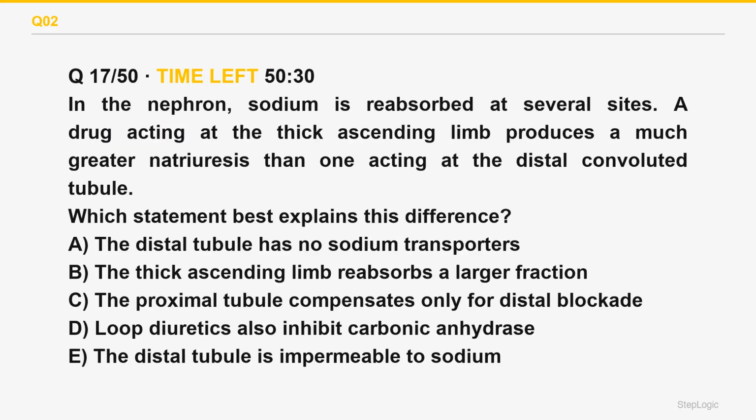Which statement best explains this difference? In the nephron, sodium is reabsorbed at several sites. A drug acting at the thick ascending limb produces a much greater natriuresis than one acting at the distal convoluted tubule.